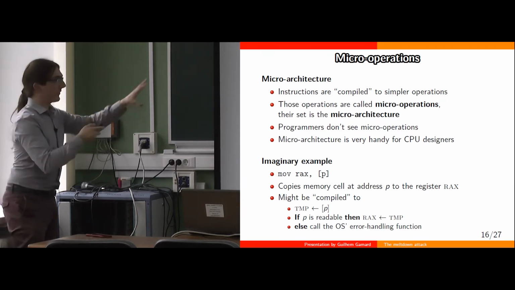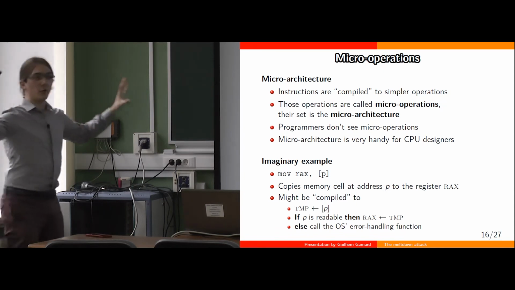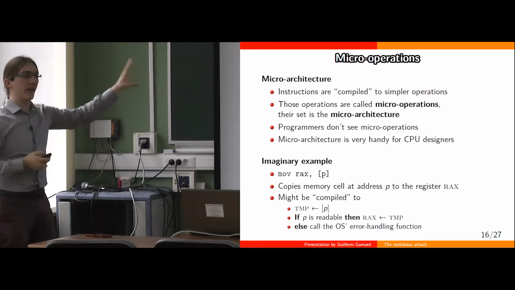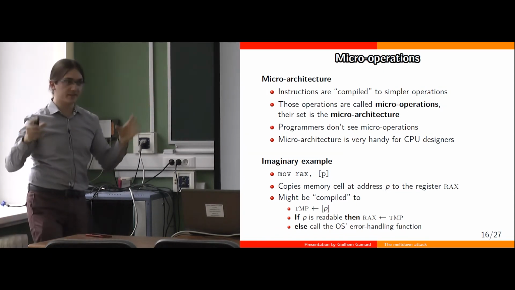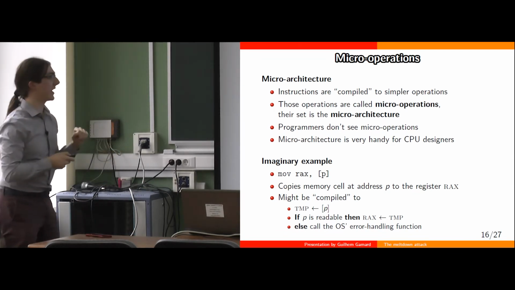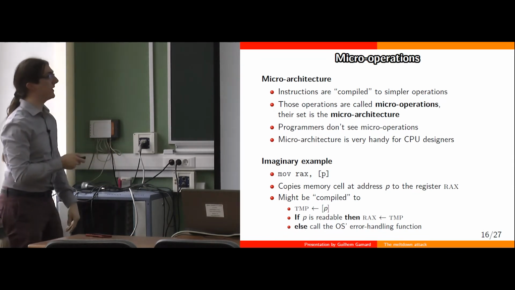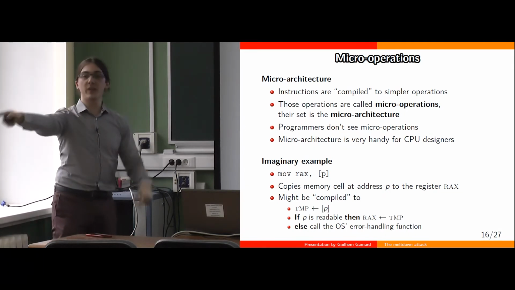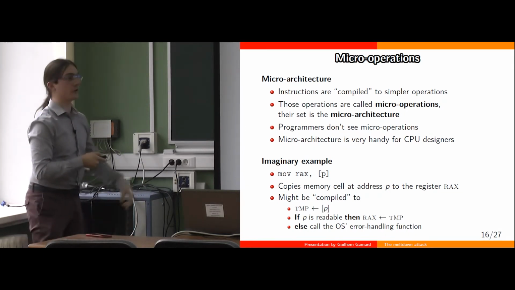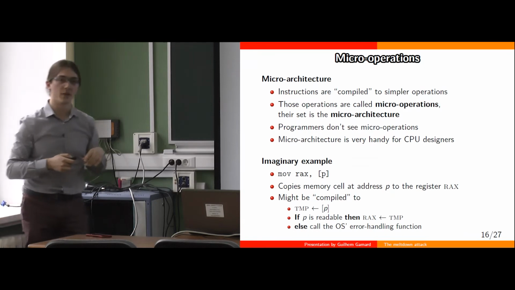So I'm starting to build up things here. So a very imaginary example. This is not something realistic at all, but just to fix the ideas. And this is relevant for what happens later. Suppose I have some constant p, and I want to read memory cell number p into a register RAX, one of the registers of the CPU.